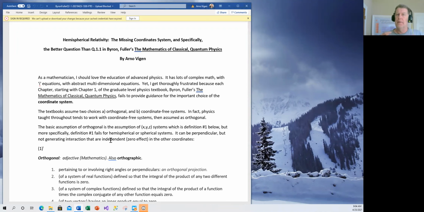And so today I'm going to talk about a question that starts in the textbook that is taught for graduate physics. And that's Byron and Fuller's The Mathematics of Classical and Quantum Physics. And I'm going to talk about question number one. Question number one asks, if you have a rhombus, is that orthogonal? And this concept of orthogonal occurs a lot of times in physics.